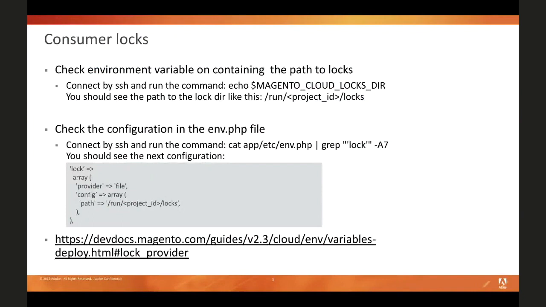We recommend using file locks, because if you use DB locks, you can lose these locks if you have a huge load, because failover can switch the connection between database servers and you lose your locks. So please check your configuration for locks in your env.php file. You need to use file locks. And also you can find links to our dev docs and read more information.